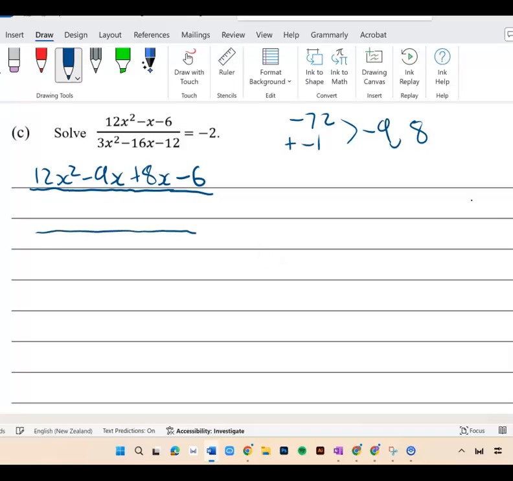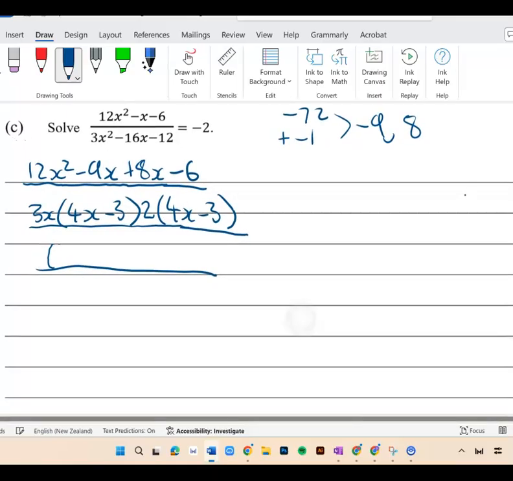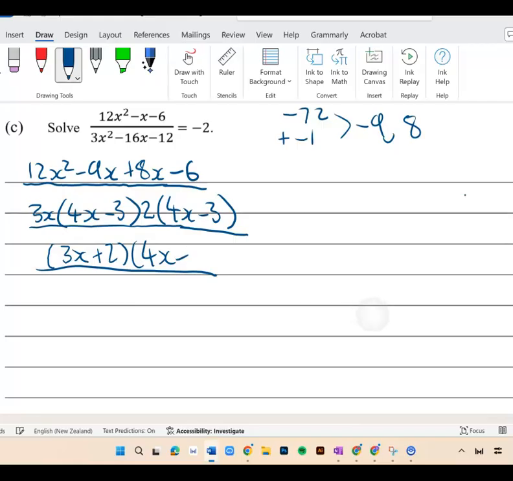That's going to become, if we split it into two parts again, from the left side we can factor out 3x. So that'll just be 4x minus 3. From the right side, we can factor out 2, I think. Yep, just 2. Can't factor out x because there's only one x. So that will just be 4x minus 3. And they're both the same brackets, which means we've done it right. So that will become 3x plus 2 and 4x minus 3.